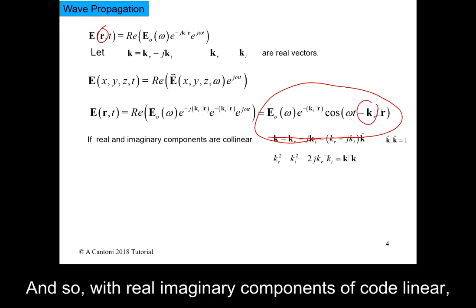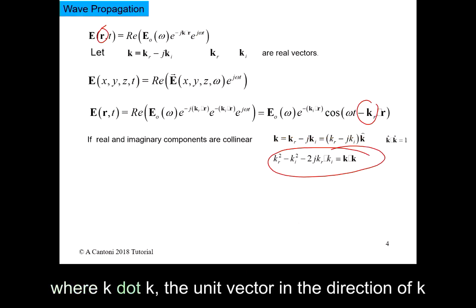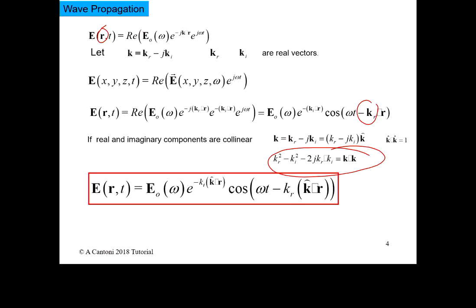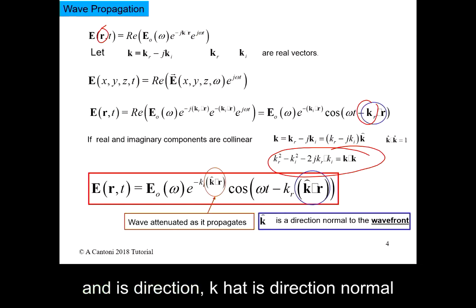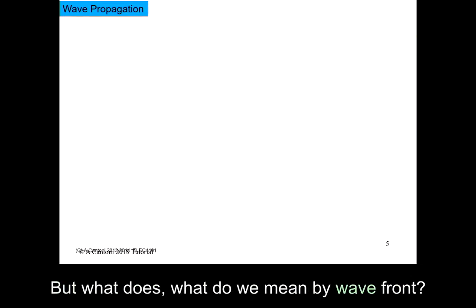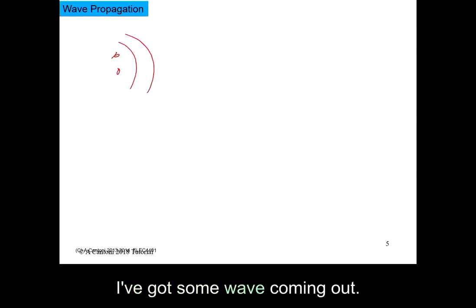With the real and imaginary components collinear, sorry, let me erase that, we get this coming out here, where k hat dot k hat, the unit vector in the direction of k, is equal to 1. And so we end up with something like this, where the wave is attenuated as it propagates, and k hat is the direction normal to the wave front and represents the oscillations. But what do we mean by wave front? Well, say we've got our dipole here, and we've got some wave coming out.